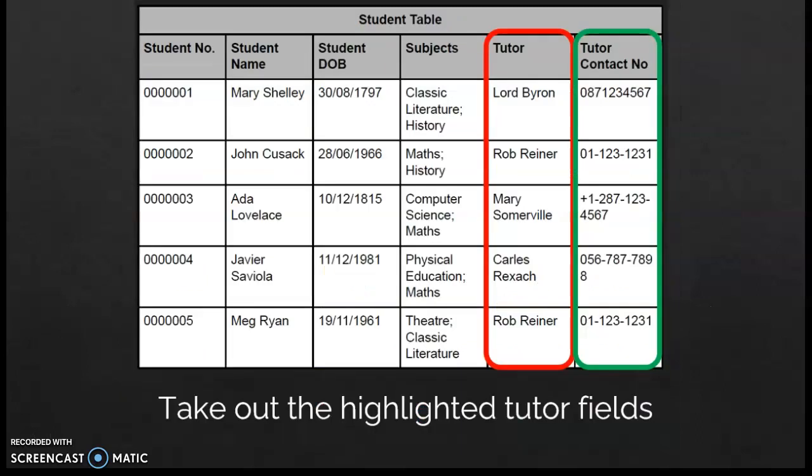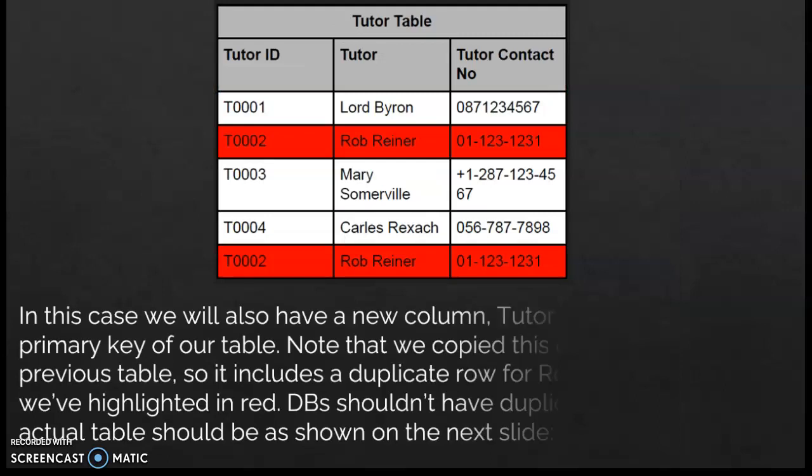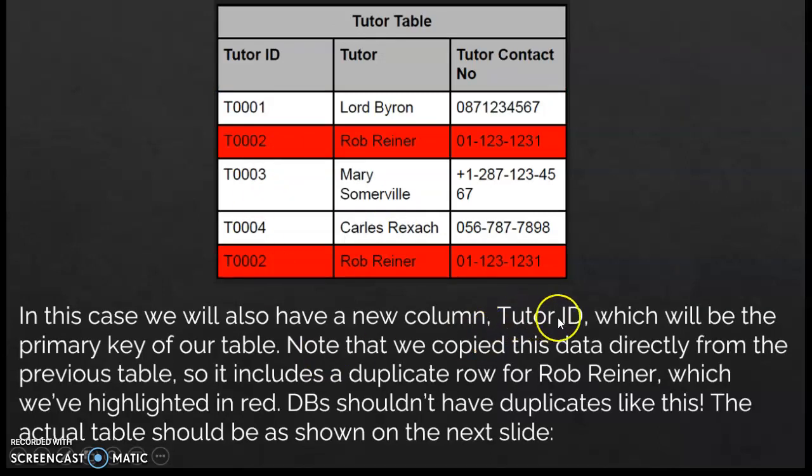But just to point out, I've gone straight from this table here, and I've grabbed your Lord Byron, Rob Reiner, Mary Somerville, and Rob Reiner again. Of course, Rob Reiner is the same. So when I pull that out, look, Rob Reiner is the same, and that's why I've highlighted it in red. You're going to have duplicates. The tutor ID, if I want that to be a primary key, look, I'm having a problem. I'm getting an ID that repeats there. It can never repeat. So, in this case, we will also have a new column, tutor ID, which will be the primary key of our table.